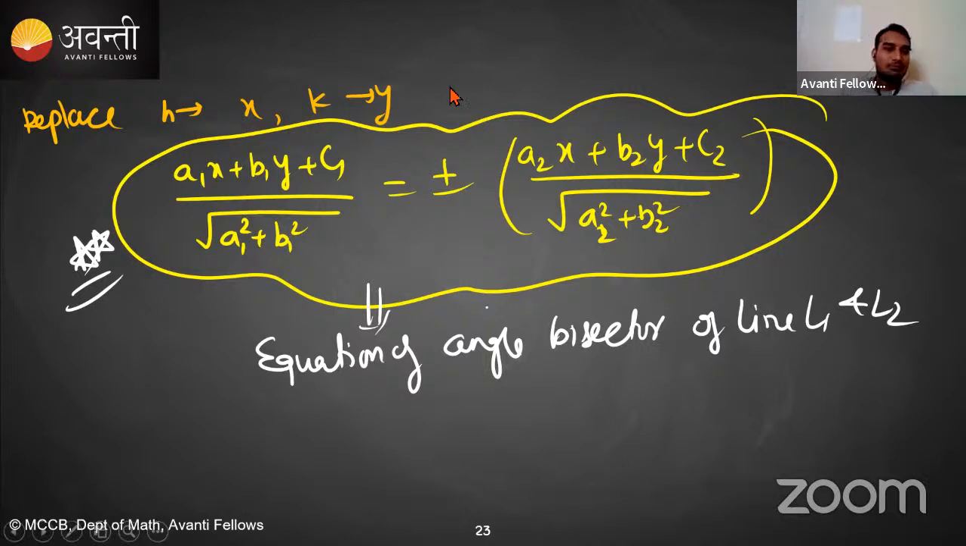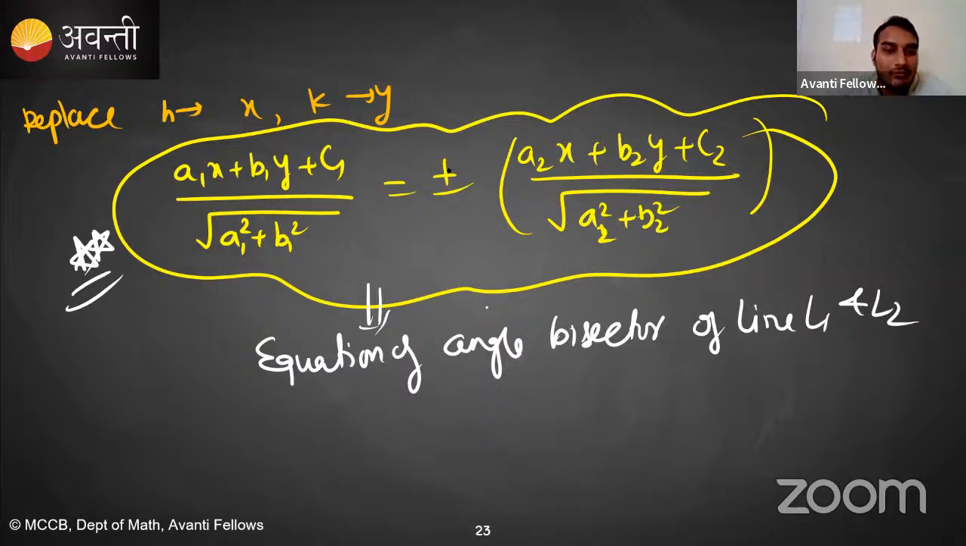So now, for any two given lines, we can find the angle bisector between them, right? Now the question arises: which bisector is the acute angle bisector and which is the obtuse angle bisector? Clearly, there will be two bisectors. One is the acute angle bisector, another one will be the obtuse angle bisector. Then how will you distinguish?